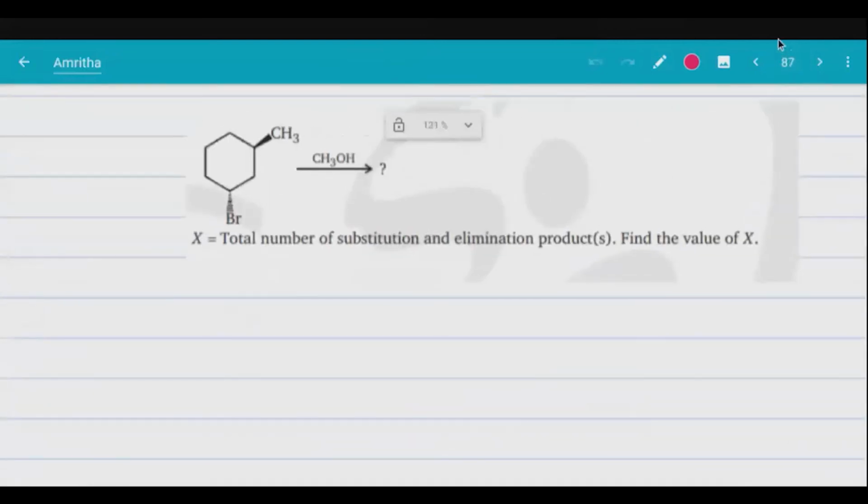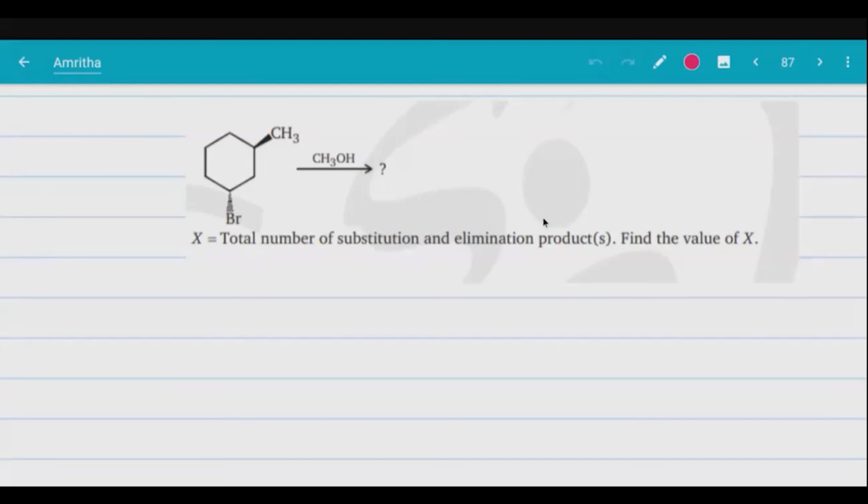Number of products. Here, there are missing products we identified. We have done substitution. We have done elimination. You have solved all these questions in different models, right? So now you should be able to solve any question from SN1 or E1, E2, SN2, or substitution versus elimination. Look at this: total number of substitution and elimination products.